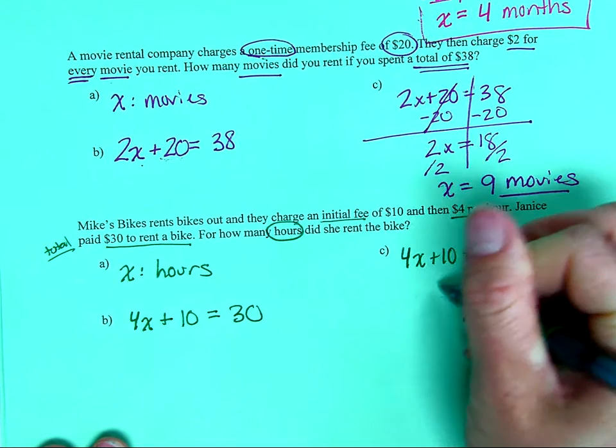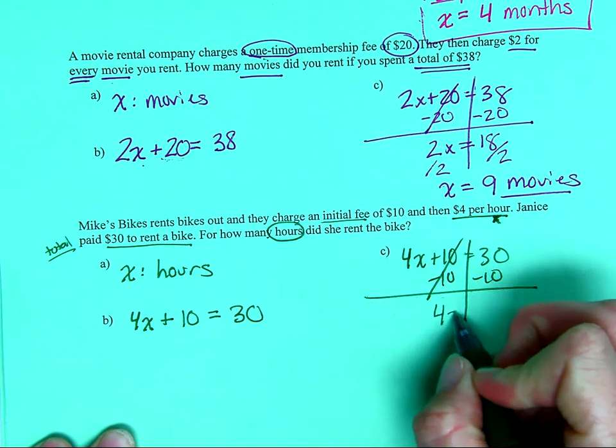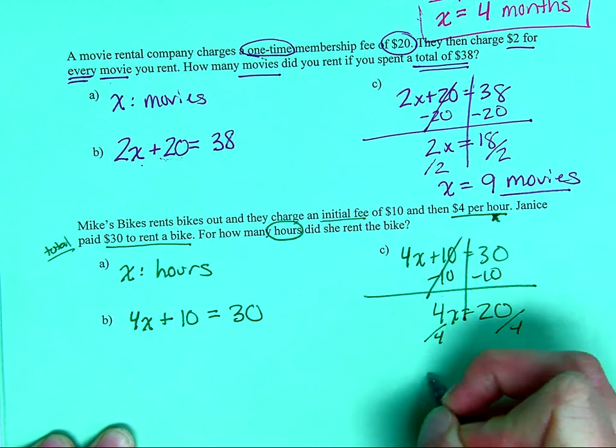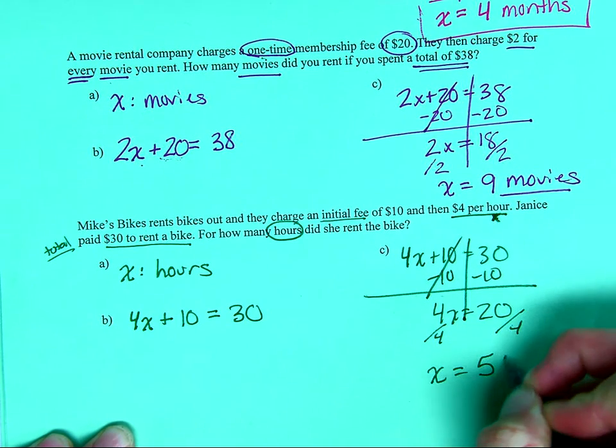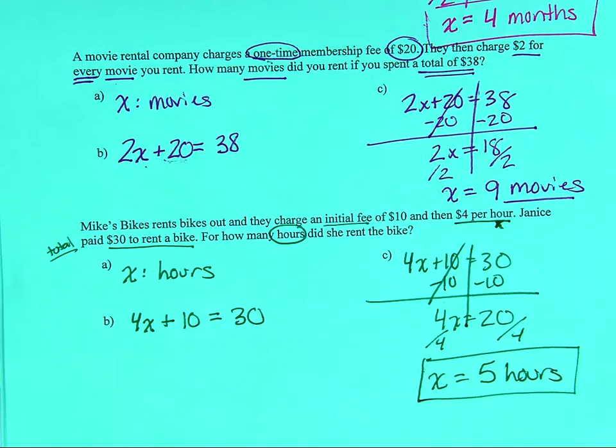So solve this: subtract 10 first. That cancels. 4x is equal to 20. She rented the bike for 5 hours.